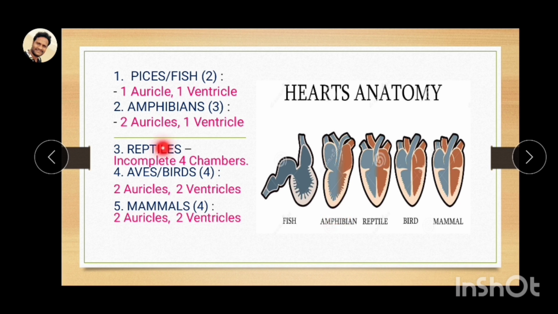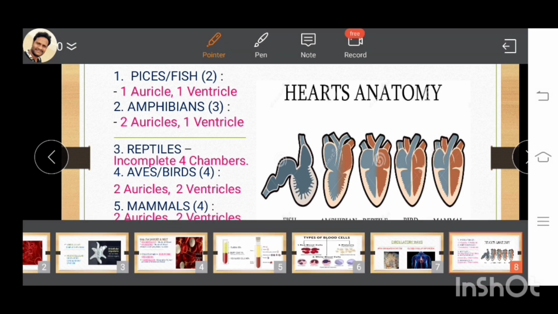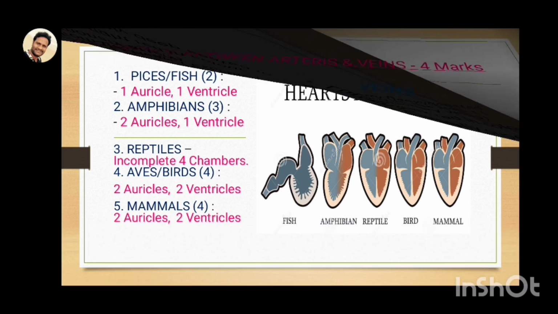The third group is reptiles. The heart is incompletely divided into 4 chambers. At the top, the 2 auricles are completely separated, and in the ventricle about 75% is divided. That is why reptiles have incompletely divided 4 chambers of heart, except crocodiles. In aves or birds and also mammals, the heart is completely divided into 4 chambers: 2 auricles at the top and 2 ventricles at the bottom. This is most important for NEET bits.